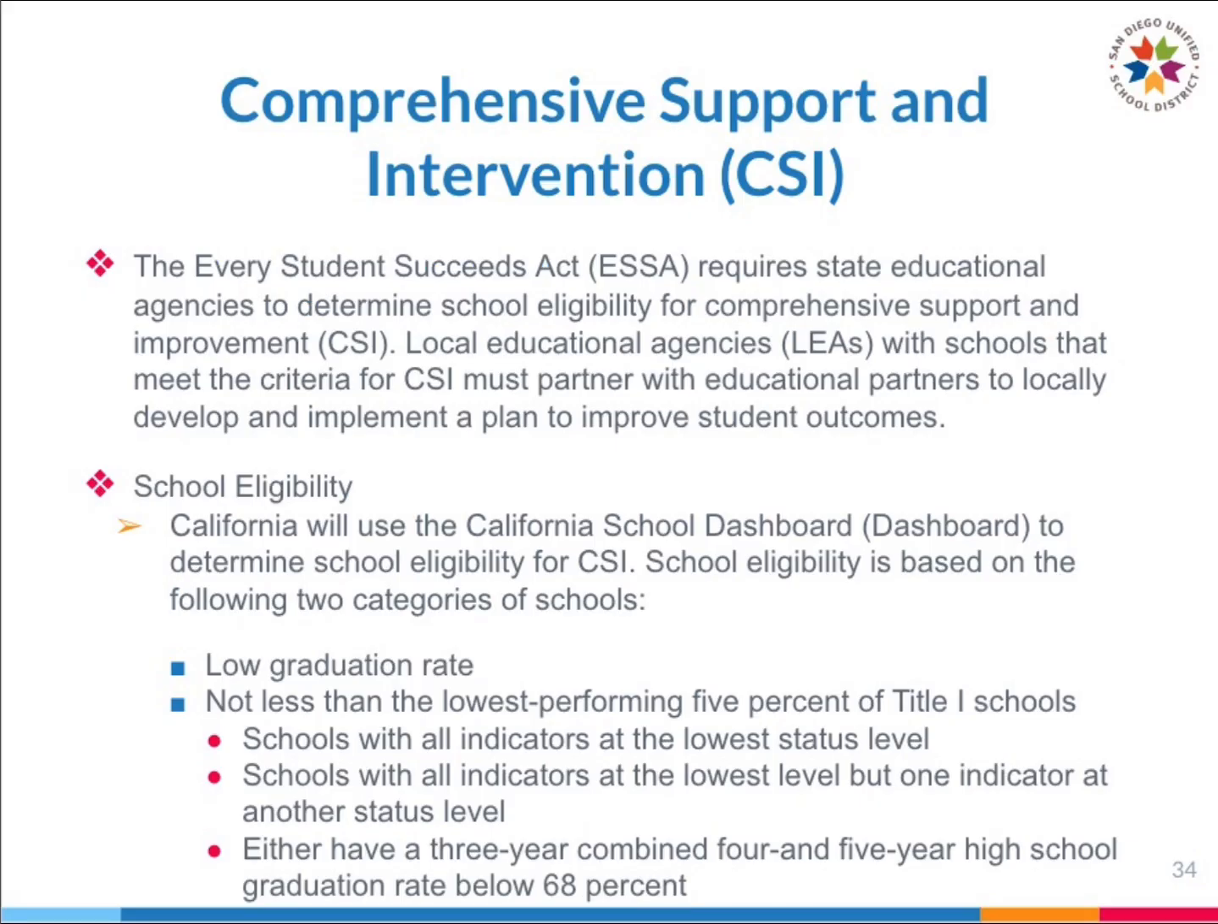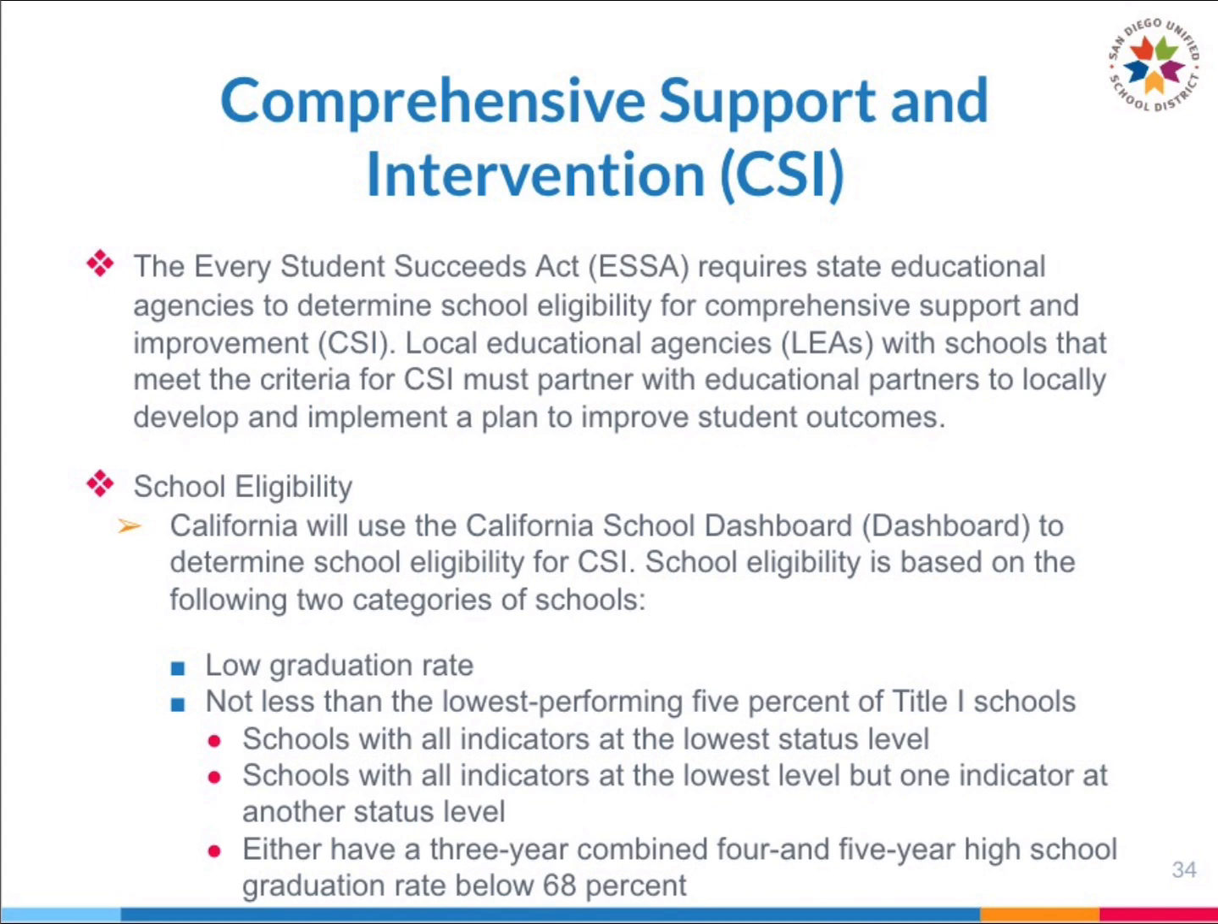In the final segment of today's review, we're going to talk about Comprehensive Support and Improvement, CSI. The Every Student Succeeds Act, ESSA, requires state educational agencies to determine school eligibility for comprehensive support and improvement. Local educational agencies, school districts, with schools that meet the criteria for CSI must partner with educational partners to locally develop and implement a plan to improve school outcomes.